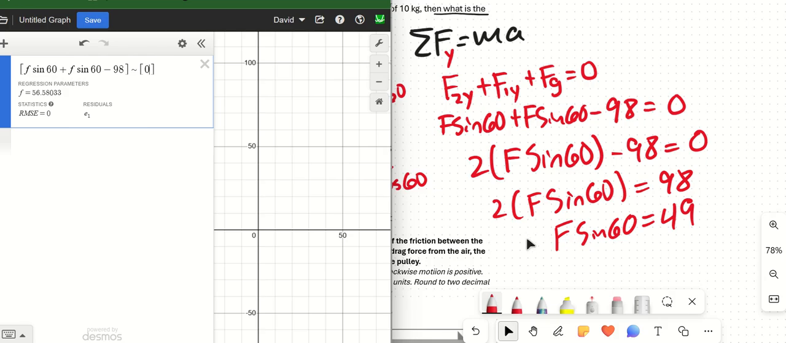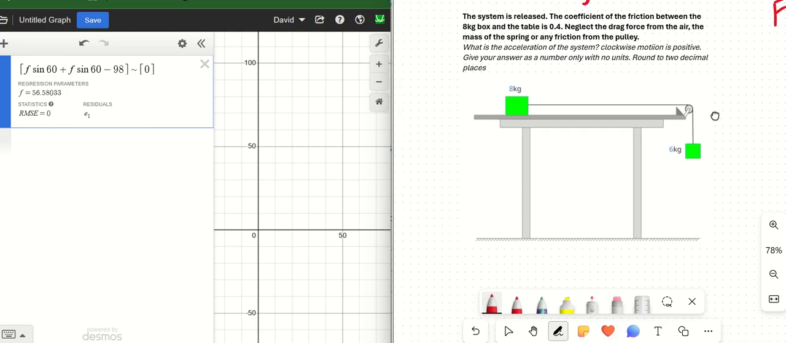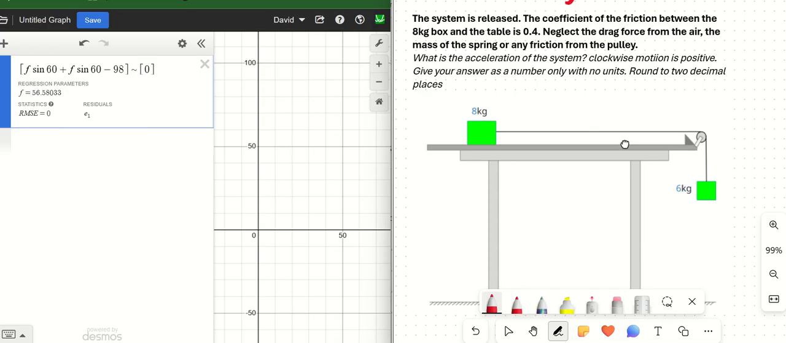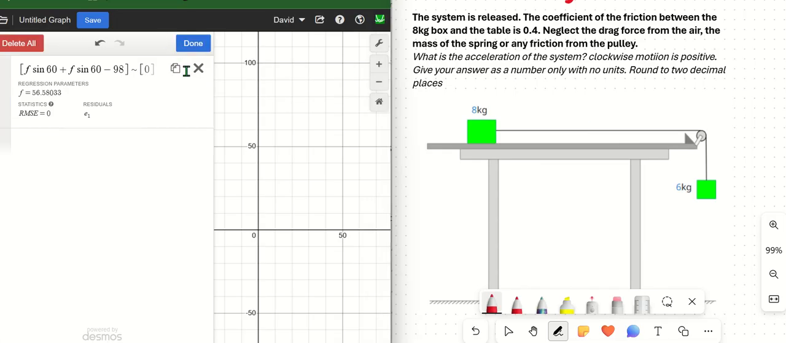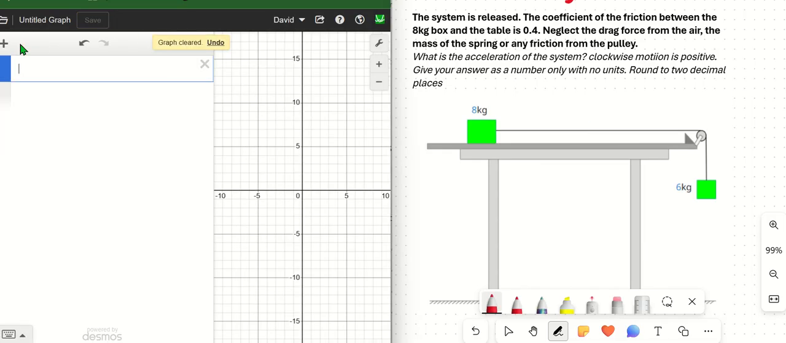All right, so last problem. We have this system, and it tells us that the system is released. The coefficient of friction between the 8 kilogram box and the table is 0.4. Neglect the drag from air and the mass of the spring or any other friction from the pulley. Okay, so we want to know what the acceleration of the system is. Clockwise motion is going to be positive. Give our answer as a number only with no units, rounded to 2 decimal places.